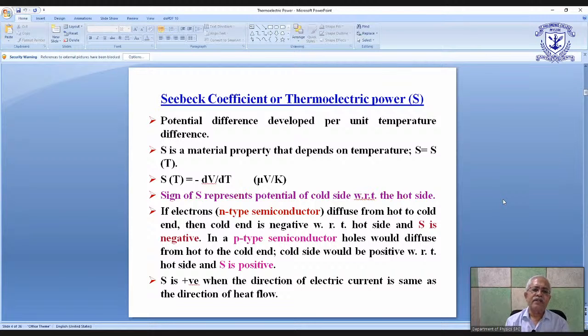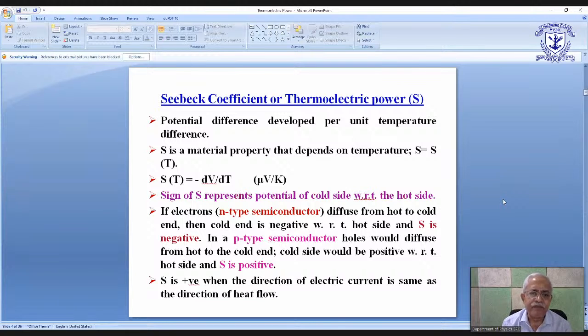Typically, you have the Seebeck coefficient in microvolts per degree Kelvin. So if you increase the temperature by a degree Kelvin, then the increase in the potential difference across the two ends would be 1 microvolt. But there are semiconductors in which this runs up to millivolts also. I will mention that a little later. The sign of S represents the potential of the cold side with respect to the hot side. The significance of this I will describe very shortly.